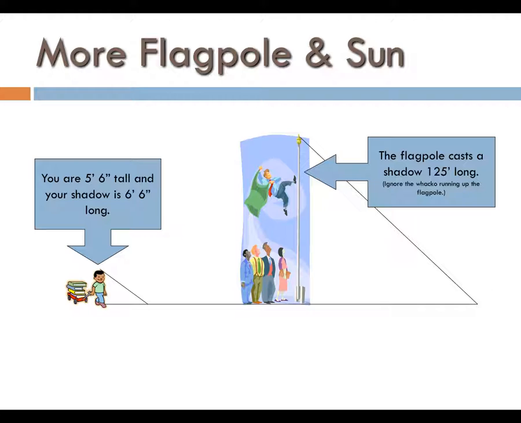So we know you're 5'6". We know your shadow is 6'6". We know the shadow of the flagpole is 125. Find the height of the flagpole, get out your calculators, go.